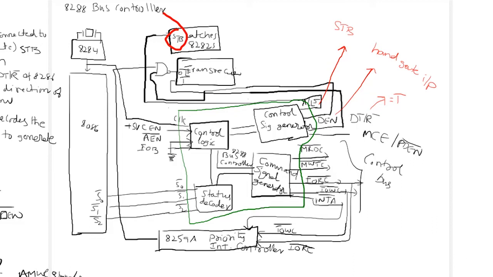In the 8288, ALE is connected to the STB, as we have seen, and the DEN and DT/R bar are connected to the transceiver. The status signals S0, S1, S2 generate some control signals like MRDC, MWTC, IORC, IOWC and other signals. Now what is the necessity and what is the specification of these control signals? Let us have a look.